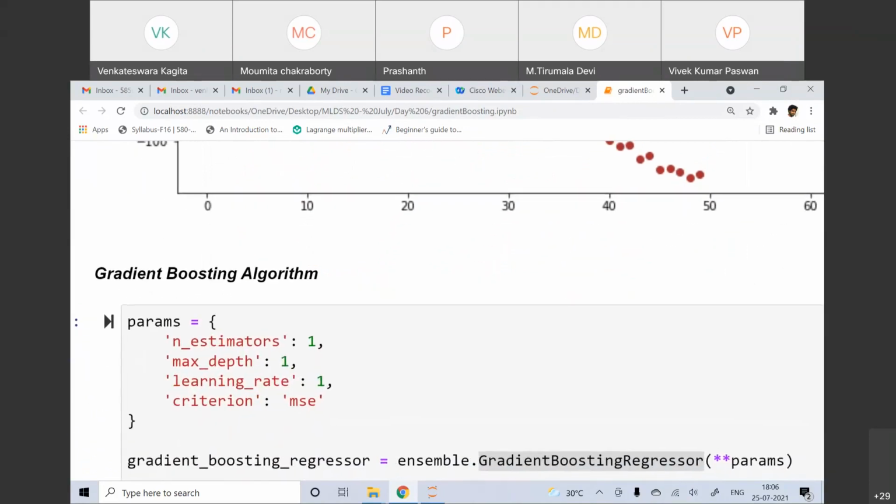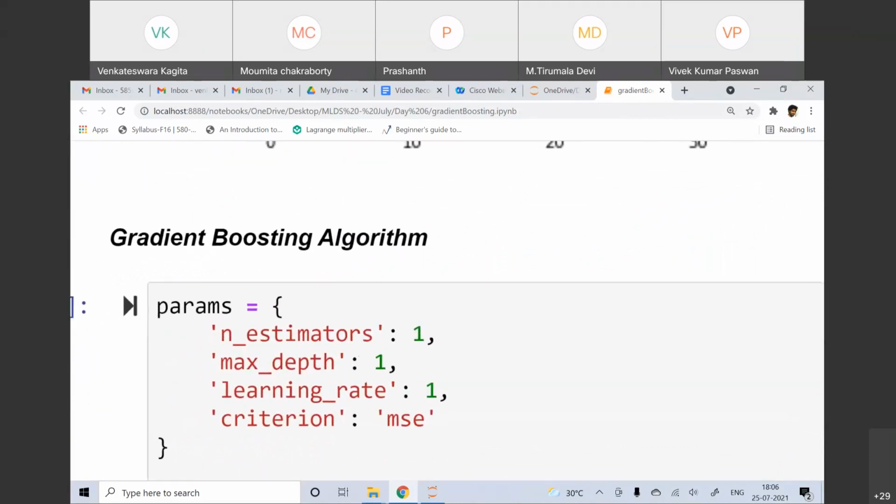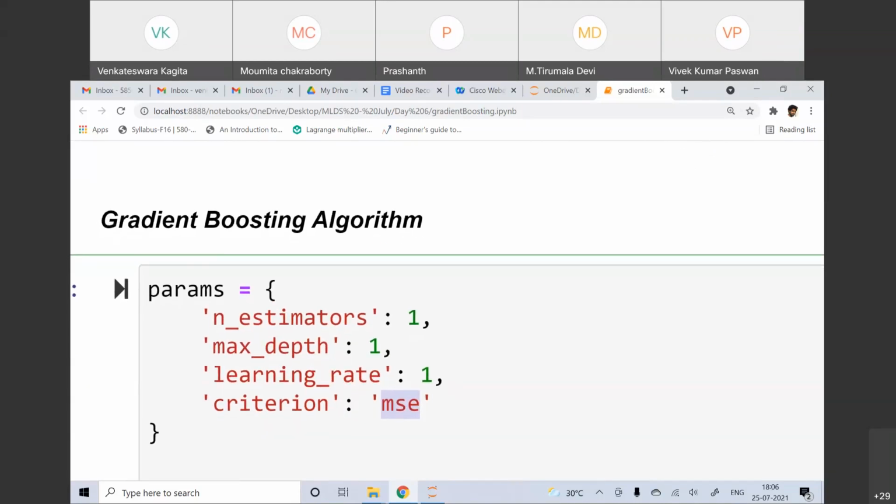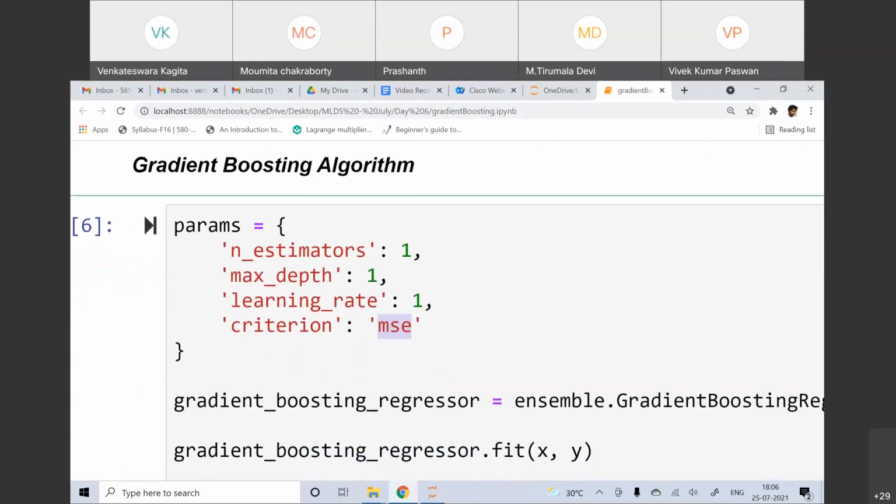Right? So these are the parameters required by the gradient boosting technique. Number of estimators means how many rounds. Maximum depth is the depth of the regression tree. Learning rate is one, that is the rho that we are taking, and the criterion we want to minimize is mean square error. If you want to change the criterion to some other loss function, there are other options you can choose as well. Here we are taking mean square error as the criterion.